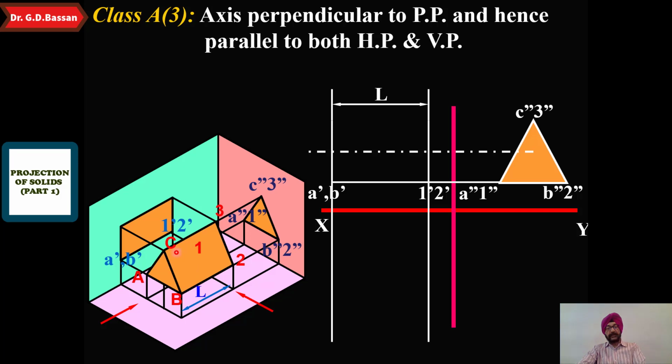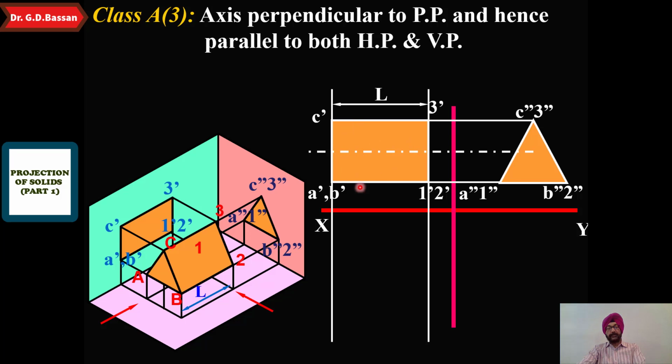C is at the top. So when you see the C from the front side, you are getting C dash here. That would be C dash from this position, we are getting the projection C dash here. And 3 will be projected on the vertical plane, that will be 3 dash here. So 3 dash will be shown here. So this is how we are getting the front view.